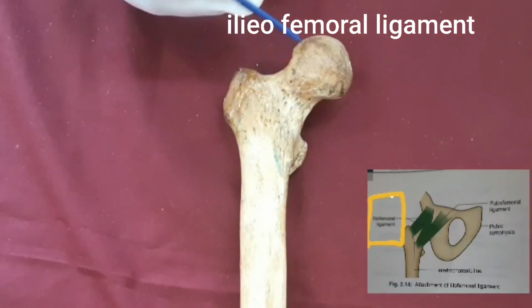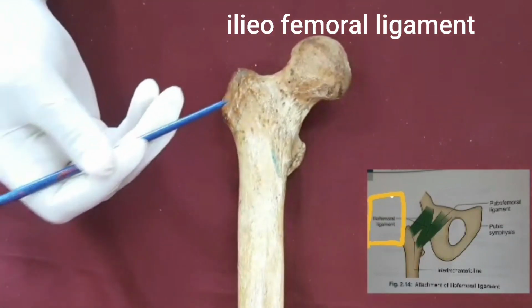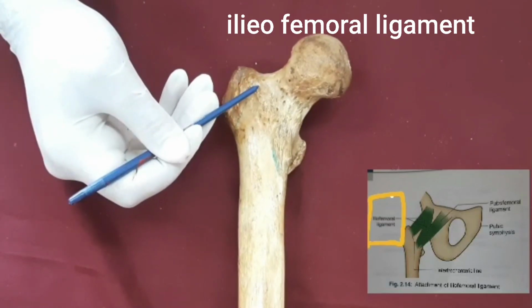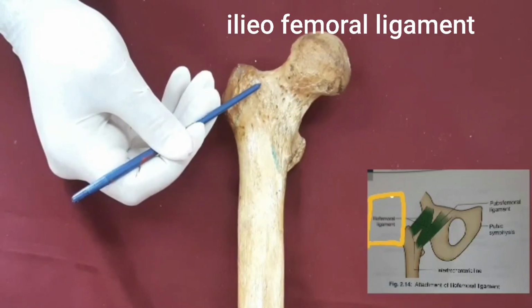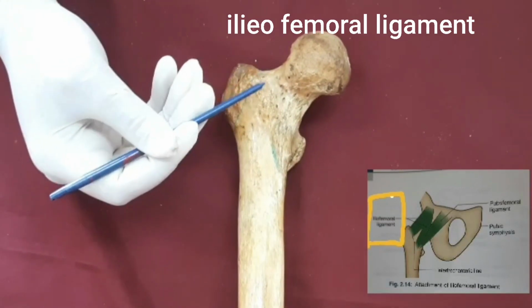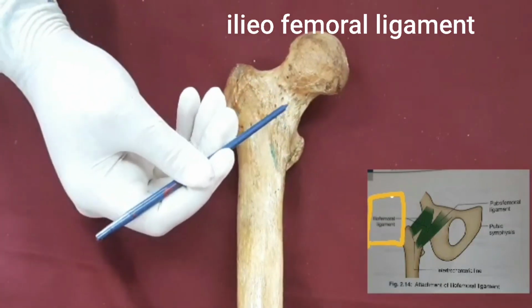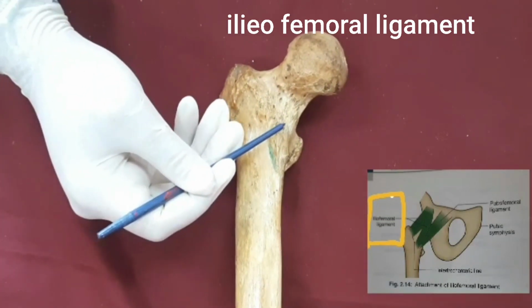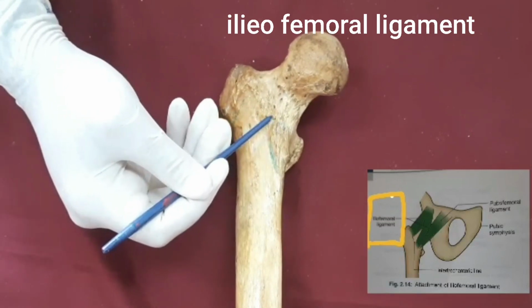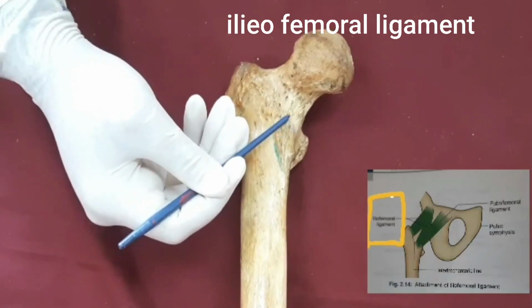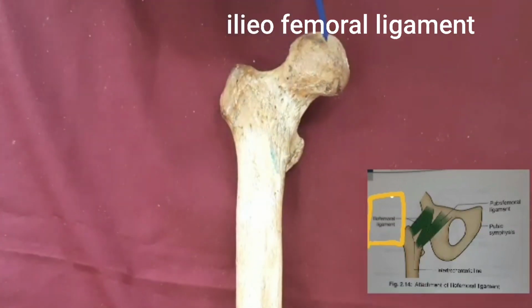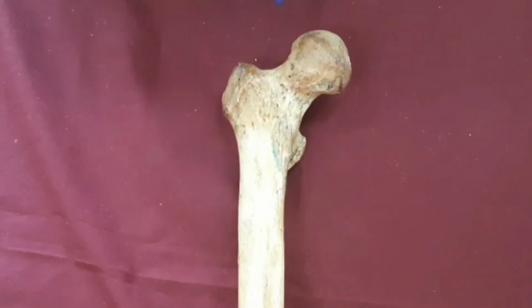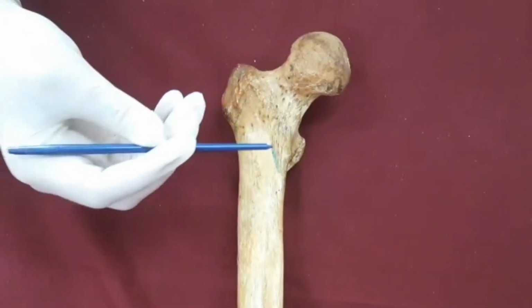As we know, the iliofemoral ligament is an inverted Y-shaped ligament. It is the strongest ligament. Another name is the ligament of Bigelow. The second limb of the iliofemoral ligament is attached over the lower part of the intertrochanteric line. So that is how the inverted Y shape is completed.